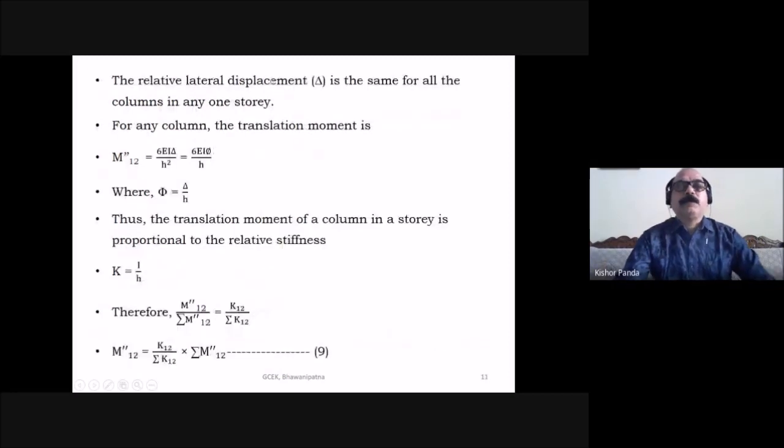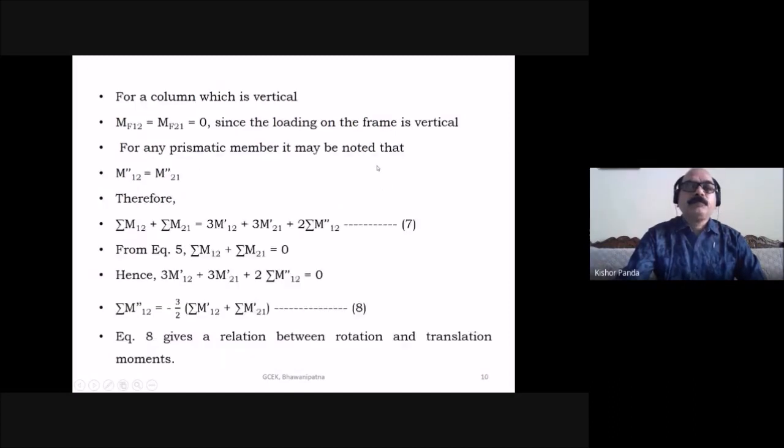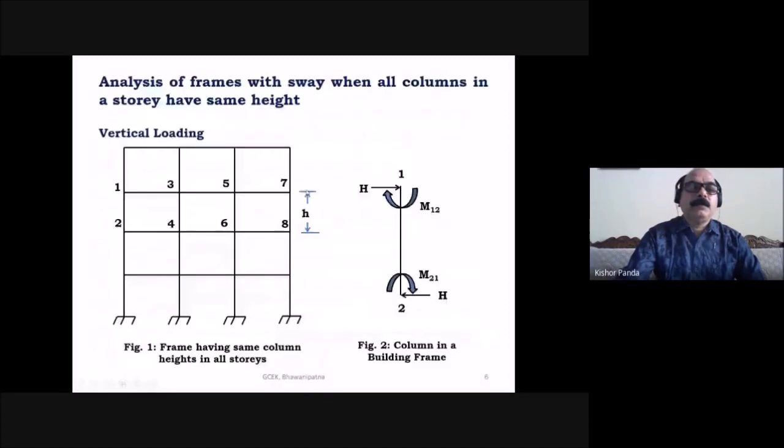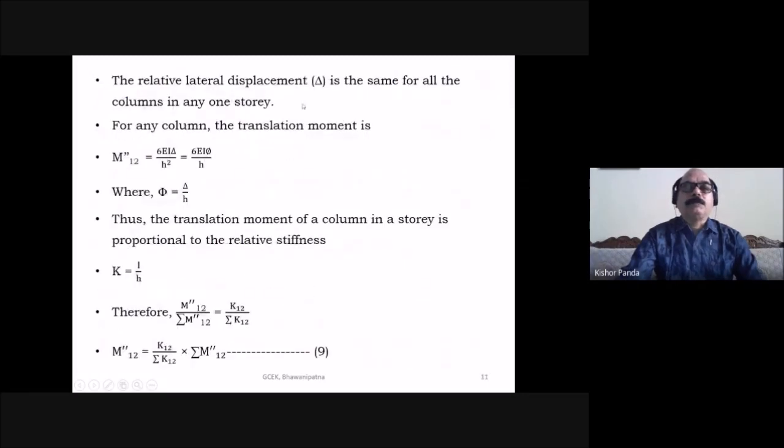So the relative displacement delta is the same for all the columns in the story. In a single story, what is the displacement of column 1, 2? The same displacement takes place in columns 3, 4, and also in the other columns. The same displacement takes place for every column in the same story, delta. So that displacement is your delta. The relative lateral displacement delta is the same for all the columns in any one story.